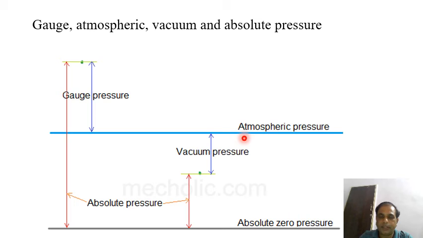If pressure is less than the atmospheric pressure and is defined with reference to the atmospheric pressure, then that is called a vacuum pressure. If pressure is above the atmospheric pressure and defined with reference to the atmospheric pressure, then that is called a gauge pressure. Absolute pressure may be less than the atmospheric pressure, or it may be more than the atmospheric pressure, but it is defined with reference to absolute zero. If we define pressure with reference to absolute zero, that is called absolute pressure. That may be less than atmospheric pressure, that may be more than atmospheric pressure.